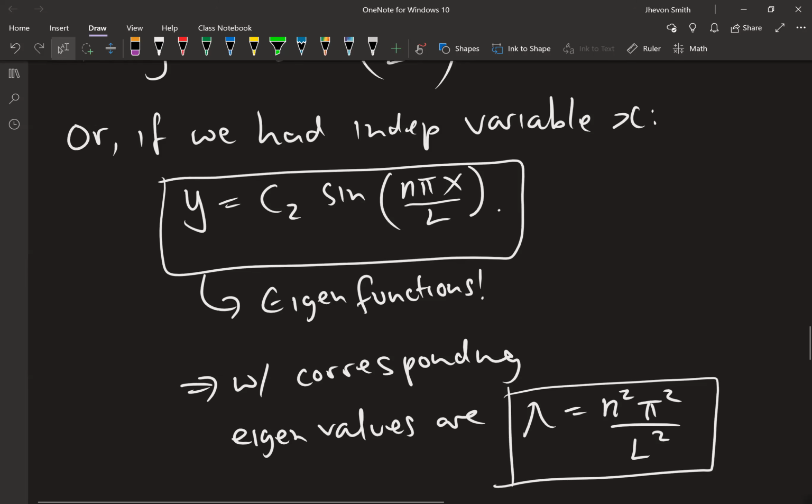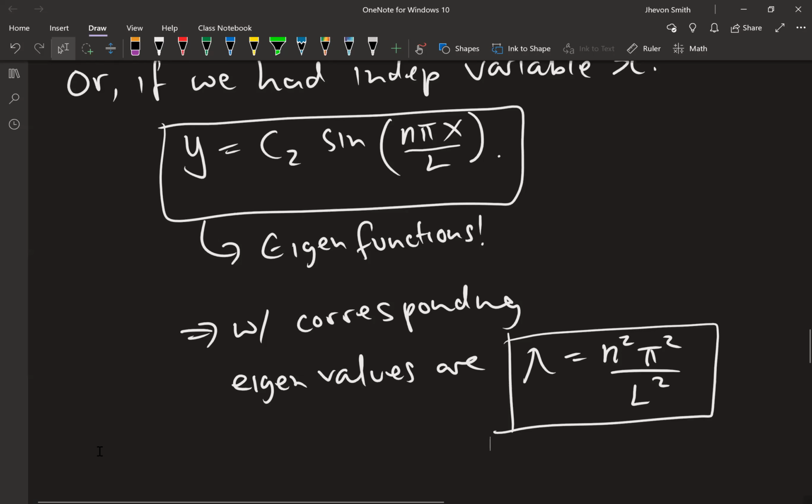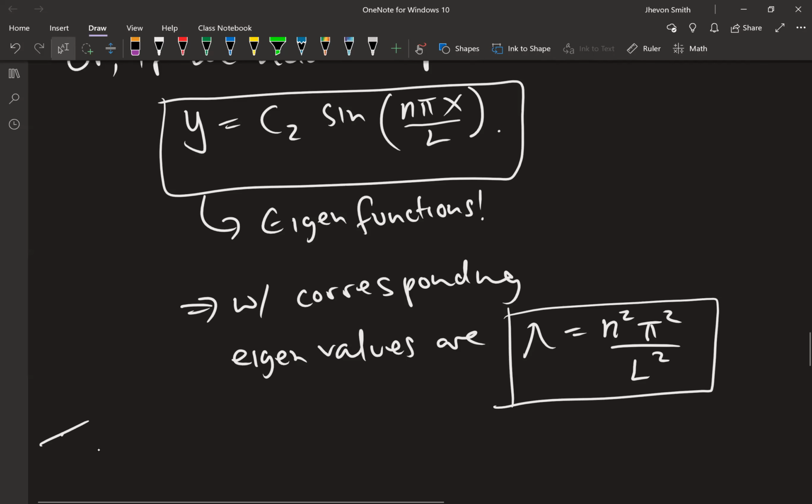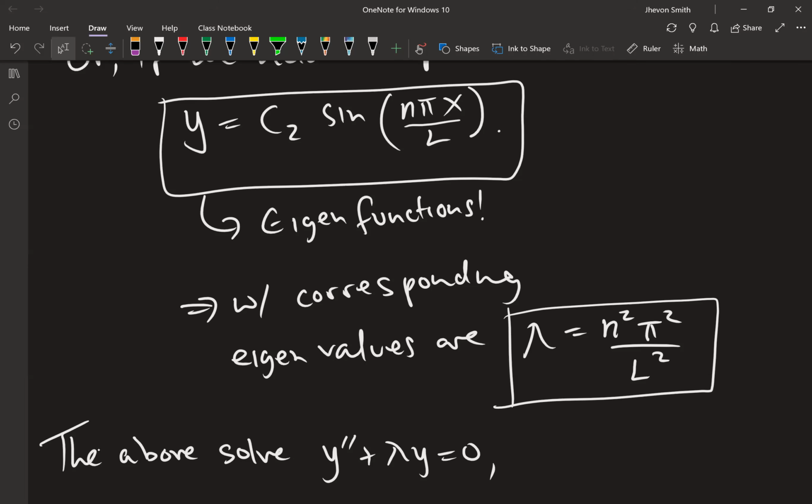Now remember that. In fact, take a picture or something. So the above solves y double prime plus lambda y equals 0 with y of 0 equals 0 and y of L equals 0 in a non-trivial, very nice kind of way. All right, so you can take a picture of that. We're actually going to use that later. It is preliminaries for a reason. We're going to need to know these facts. 5, 4, 3, 2, 1. Okay, take a picture of that.